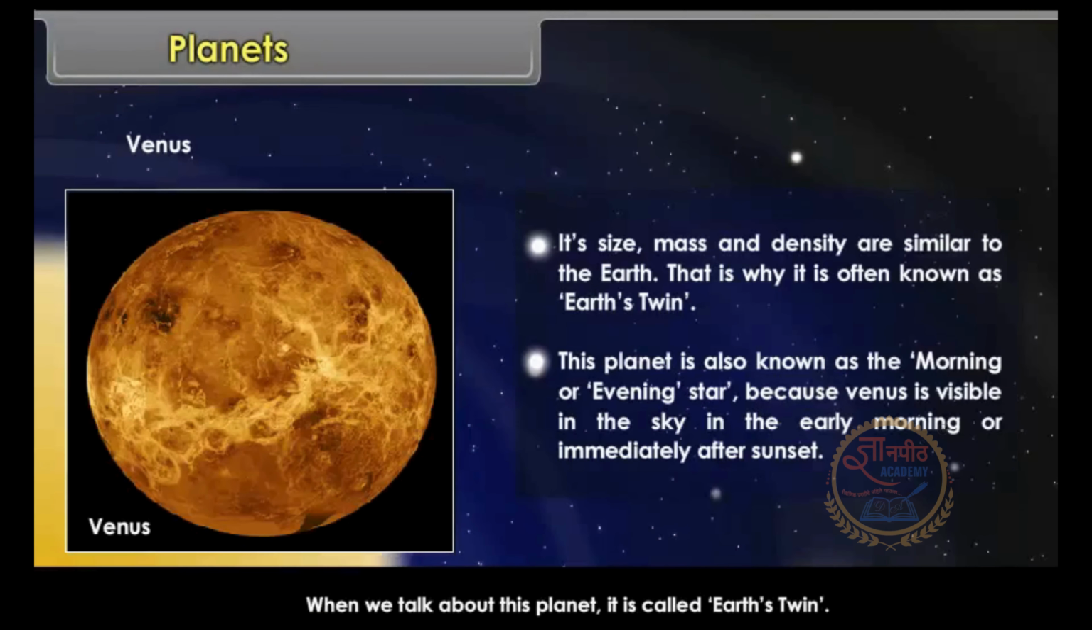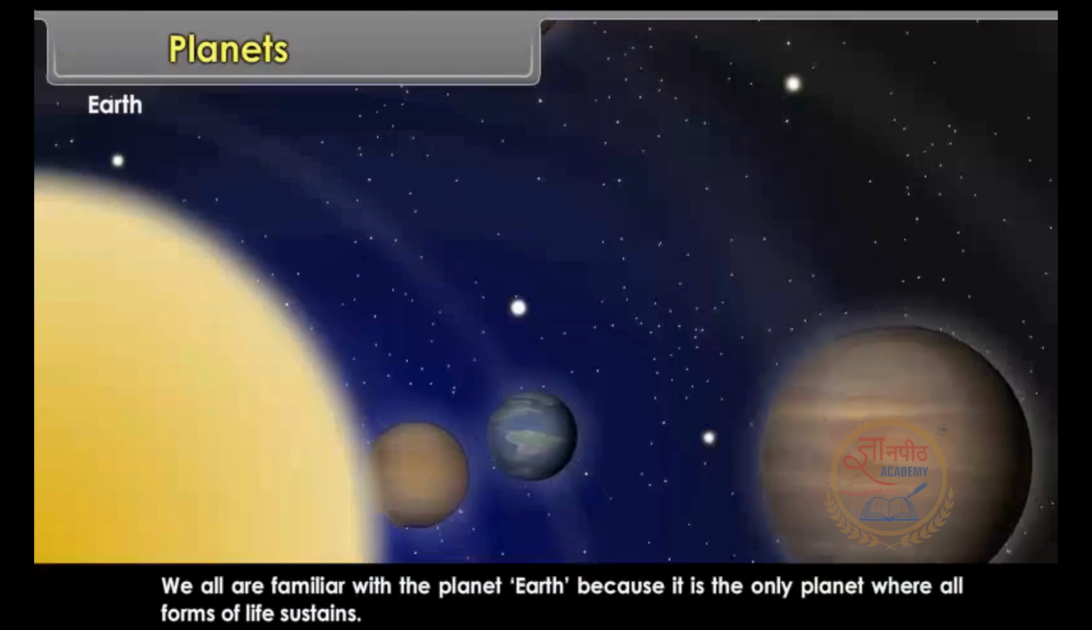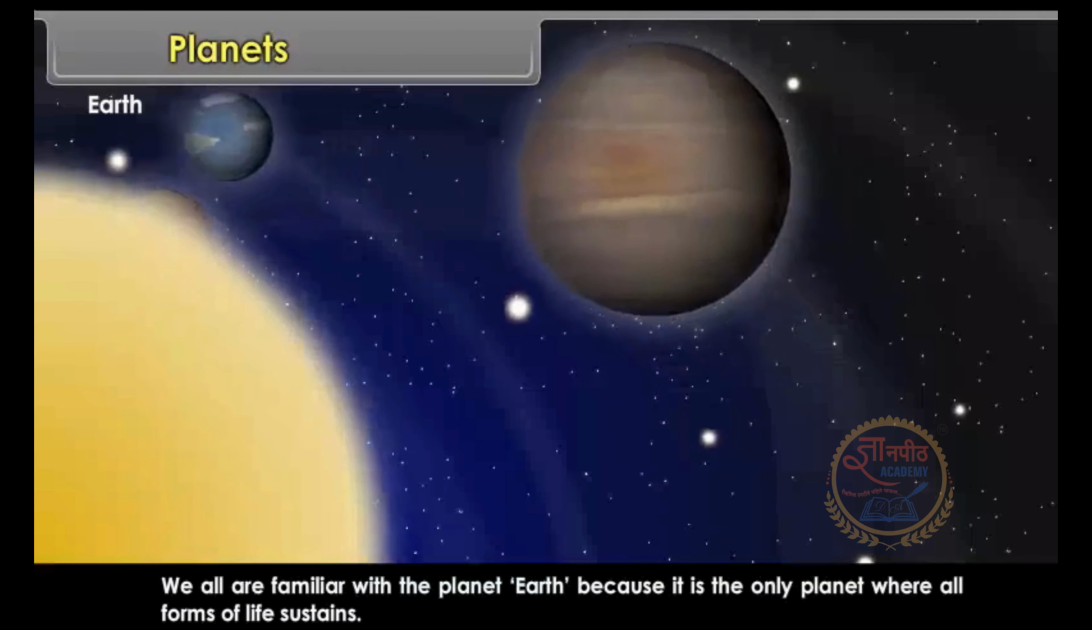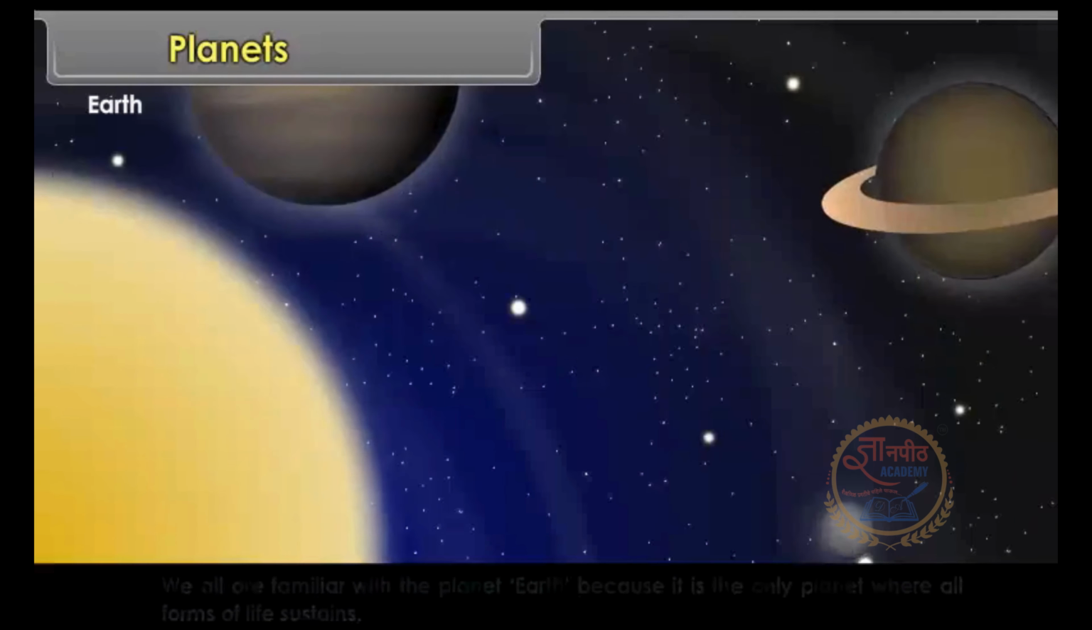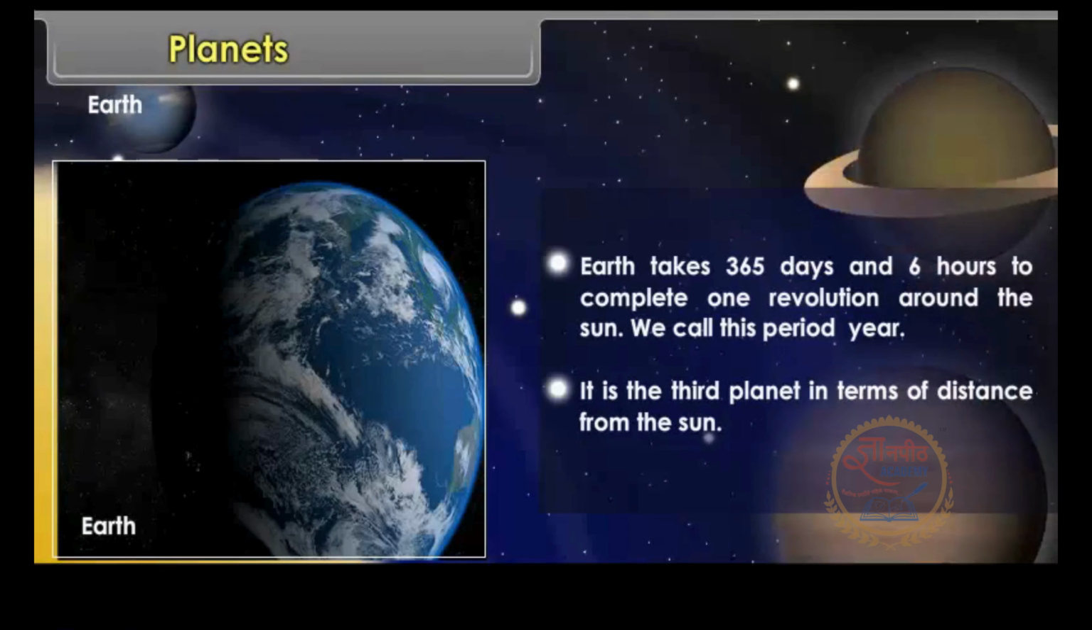Earth. We all are familiar with the planet Earth because it is the only planet where all forms of life sustains. Earth takes 365 days and 6 hours to complete one revolution around the Sun. We call this period year. It is the third planet in terms of distance from the Sun.